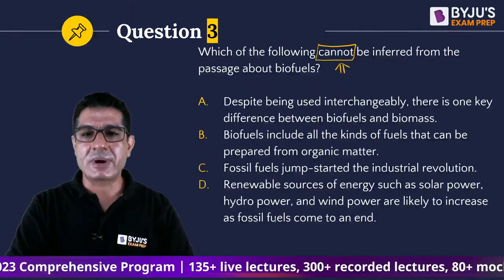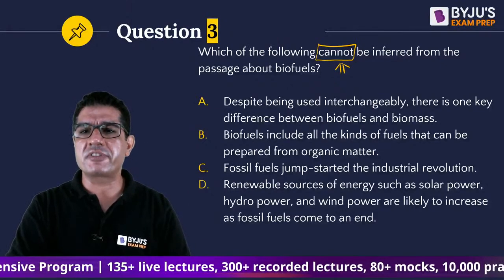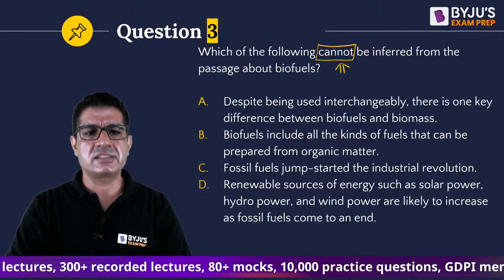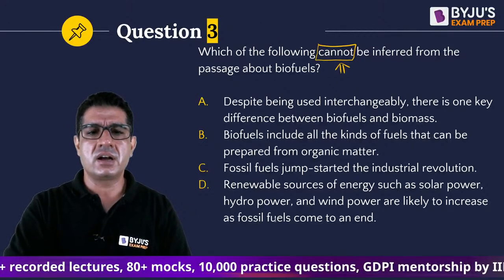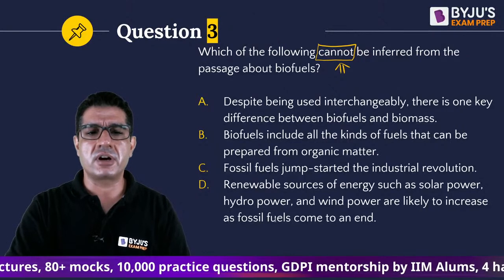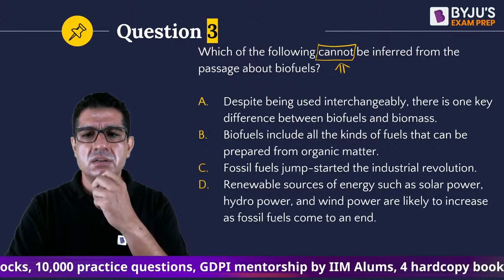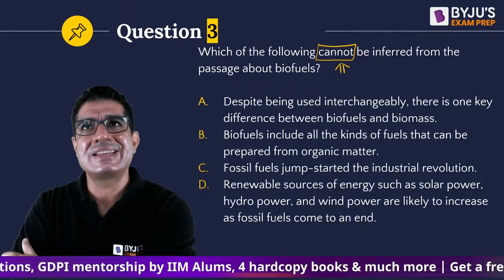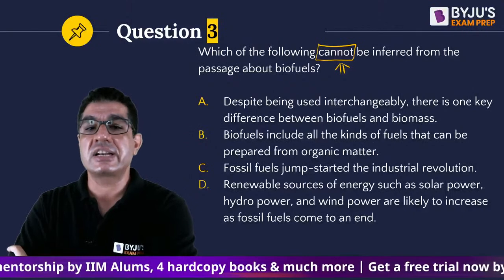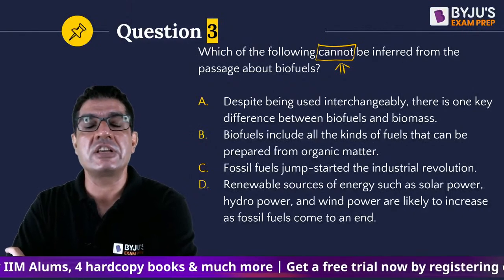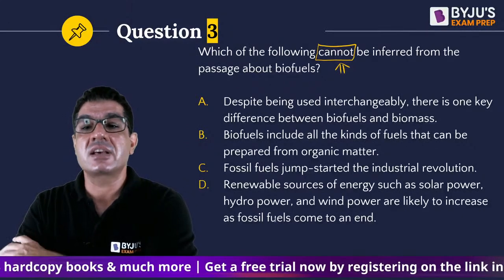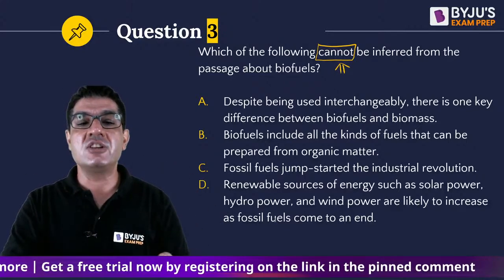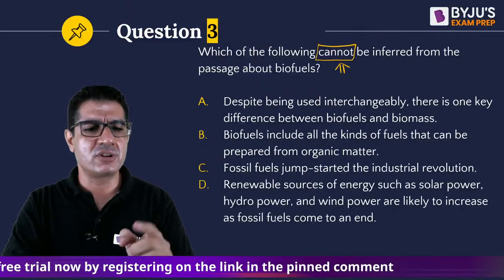C, given in the first paragraph, true. D, renewable source of energy such as solar power, hydropower, likely to increase. This is again something that can be inferred from the question raised in the first paragraph. Where do industries that are heavily dependent on such fuels look for equivalent energy sources? The answer lies in the global movement towards utilizing renewable energies. So D can also be inferred.